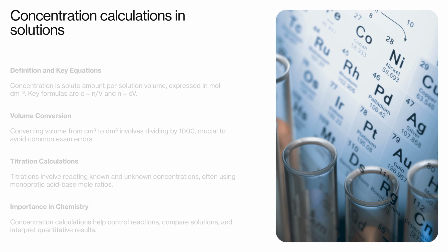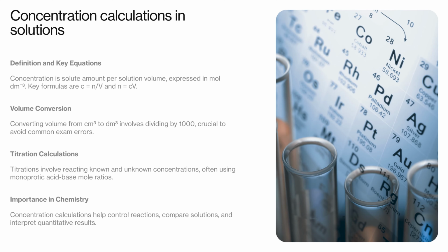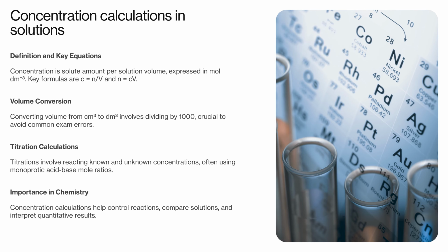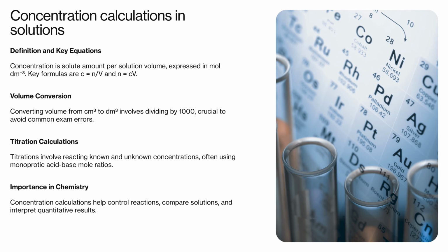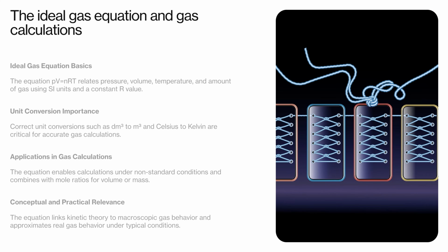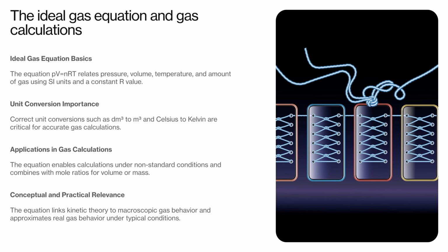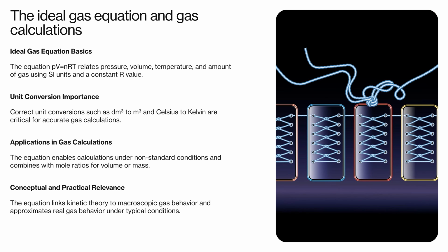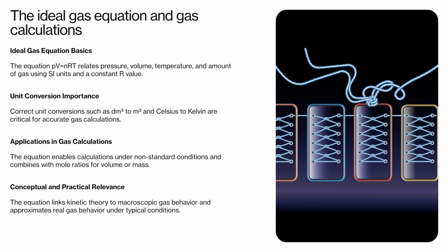Concentration is defined as the amount of solute dissolved per unit volume of solution, usually expressed in mol dm^-3. The key equations are c equals n over V and n equals cV, where n is moles and V is volume in dm^3. The ideal gas equation, pV equals nRT, relates pressure, volume, temperature, and amount of gas. Pressure in pascals, volume in cubic meters, temperature in Kelvin, and R equals 8.31 J K^-1 mol^-1.